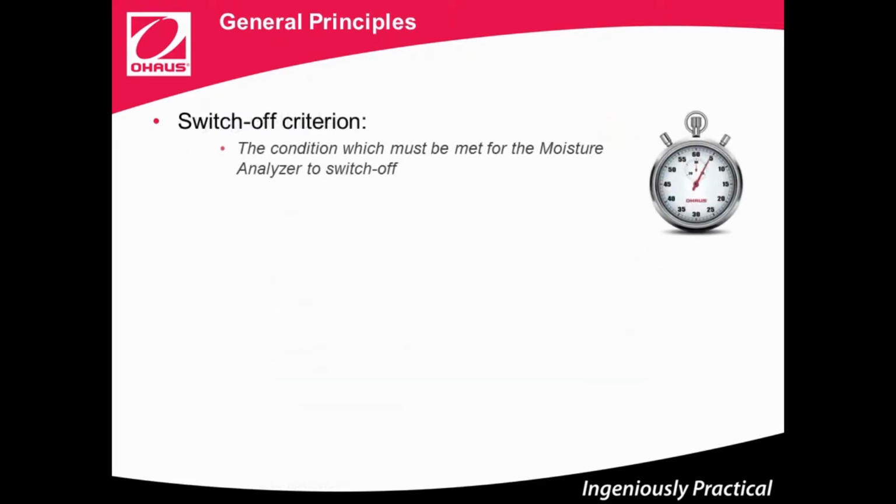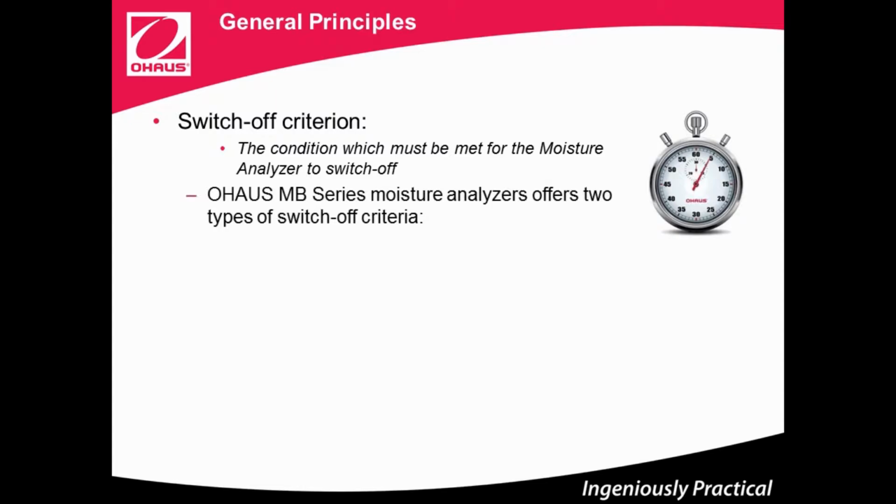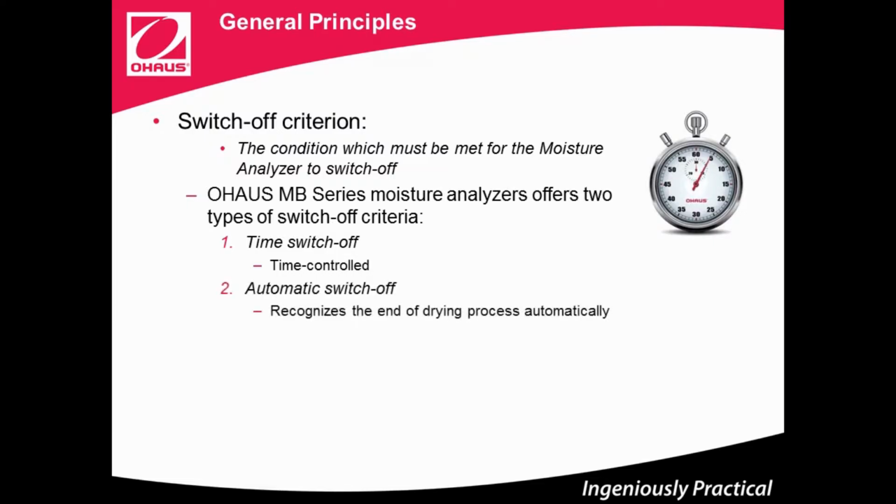Switch-off criterion. A switch-off criterion is the condition which must be met for the moisture analyzer to switch off, ending the drying process and displaying the results. OHAUS MB Series moisture analyzers offer 2 different types of timers or switch-off criteria. These 2 types are time switch-off: the moisture analyzer is time-controlled, and it stops the drying process when it reaches a set time. And automatic switch-off: the moisture analyzer determines the end of the drying process by checking if the weight of the sample is constant over a set time. For example, weight changes less than 1 milligram over 60 seconds.